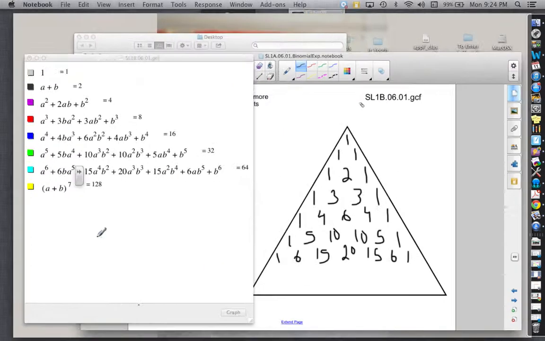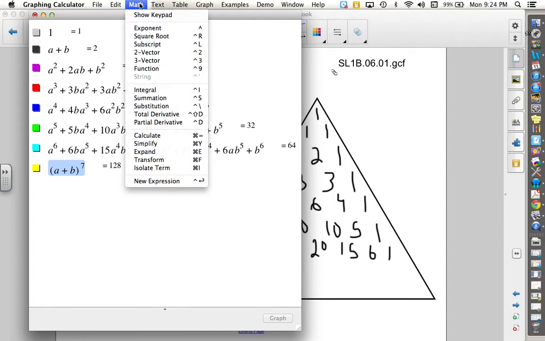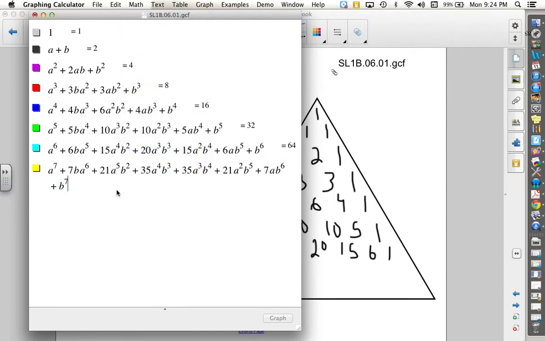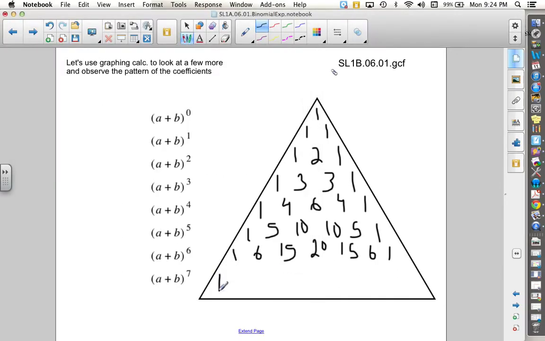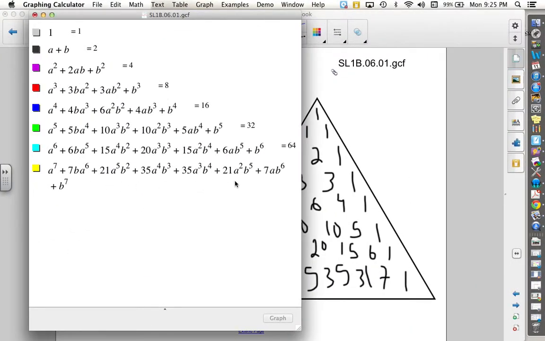Okay, let's see if you are right in your prediction. Let's expand this. And we get 1, 7, 21, 35, 35, 21, 7, and 1. Hopefully you've noticed that if I take 1 plus 6, I get 7. 6 plus 15 is 21. 15 plus 20 is 35. 20 and 15, also 35. 15 and 6, 21. And 6 and 1, 7. And 1 and nothing is 1. Oh my goodness, that's the coefficients.